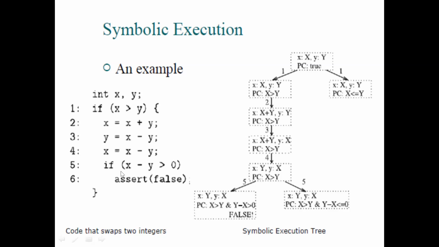Then at last, we check this particular condition. If PC is x is greater than y and y minus x is greater than 0, then we say it is false. Otherwise, if PC is x is greater than y and y minus x is less than or equal to 0. Like that, we are creating the symbolic execution tree. The various combinations of the expressions are put into the execution tree.